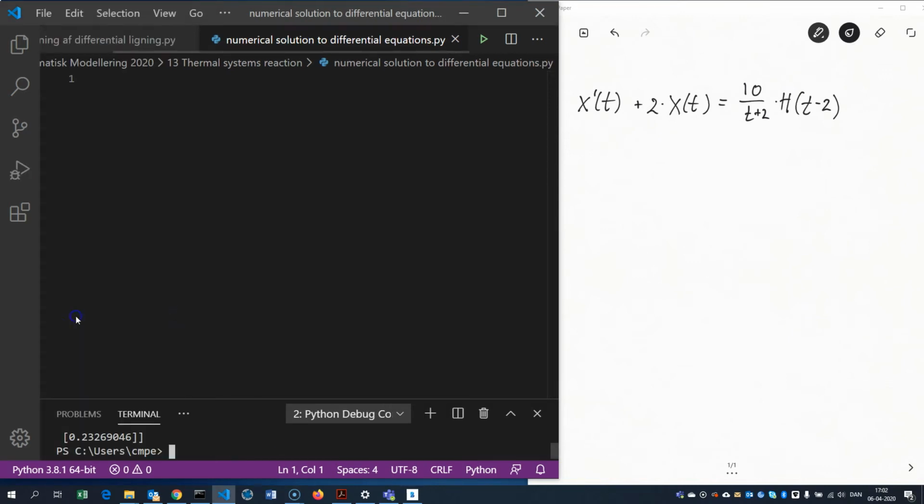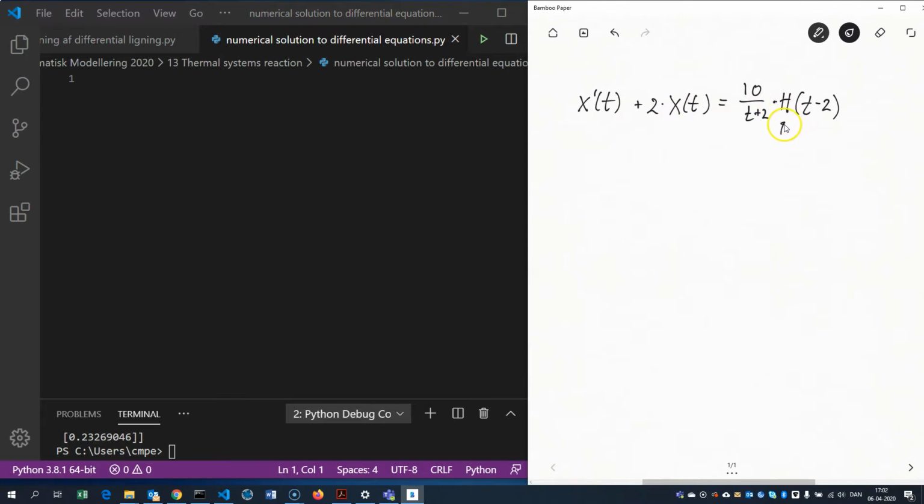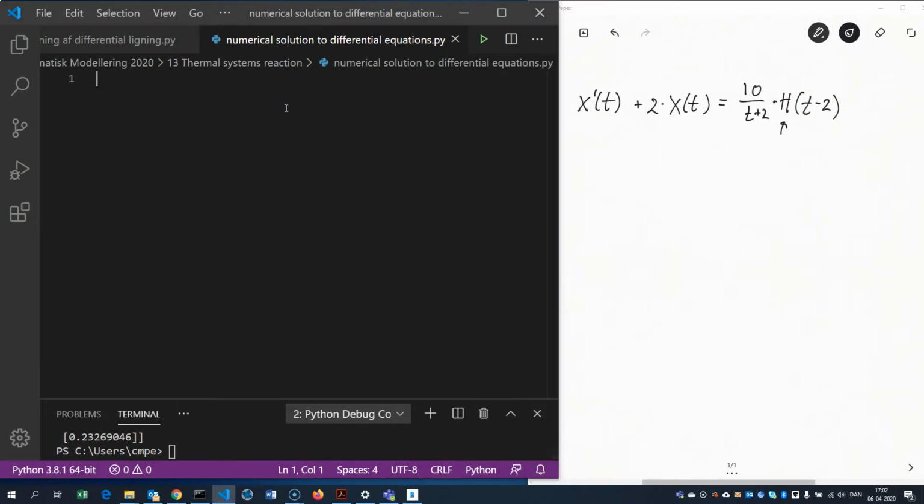So in this video, I'm going to show how you can solve a differential equation in Python, or more precisely in SymPy. So here we have a differential equation, x prime of t plus 2x of t equals 10 by t plus 2 times the Heaviside function of t minus 2. This is a fairly simple differential equation, but it turns out that SymPy struggles with solving it.